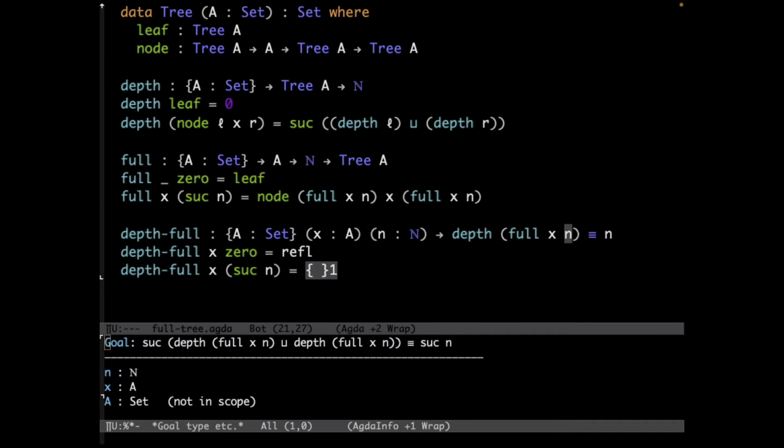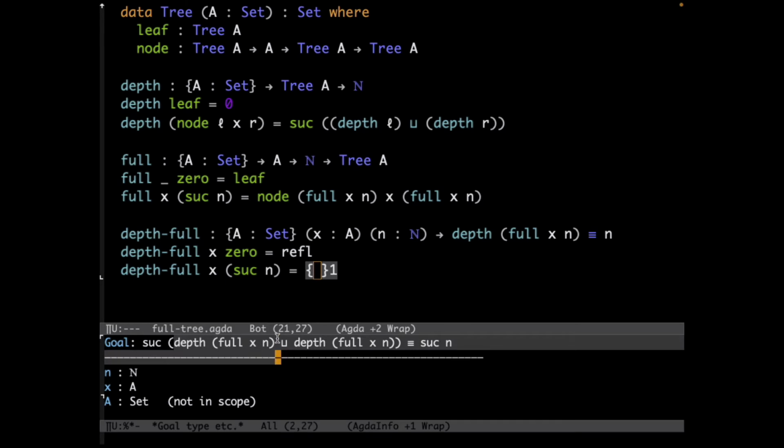Okay, so this one is going to be more interesting. You stare at this one, and you say, hey, how are we going to do this? Well, this thing in here, by induction hypothesis, I know that this one should be n. So if I make a recursive call to my function, it will give me an equation that that thing equals n. So I have a plan.